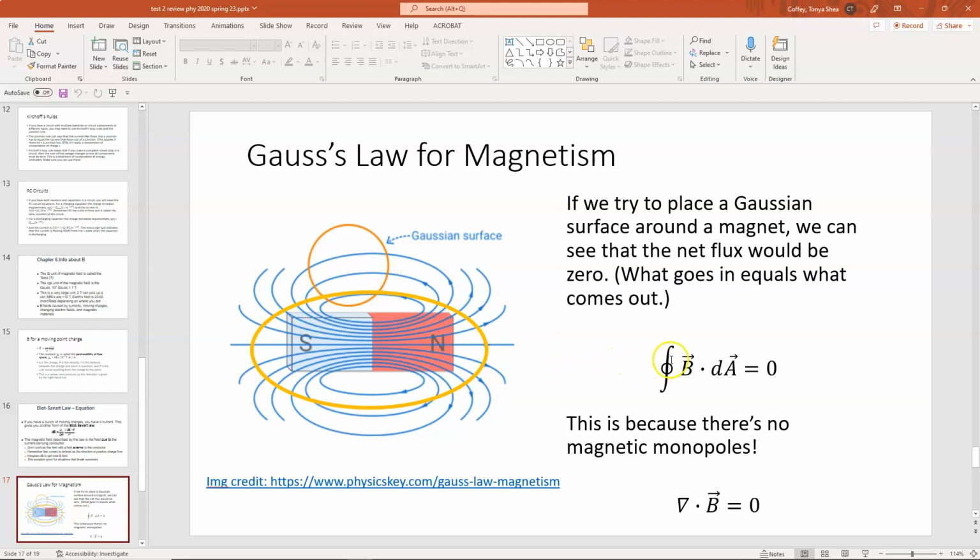So basically that's Gauss's law for magnetism, that if you integrate about the enclosed surface of B dot dA, you'll get 0 because there's no magnetic monopoles. And then we went through a derivation to show that the differential form of Gauss's law for magnetism is del dot B is equal to 0.